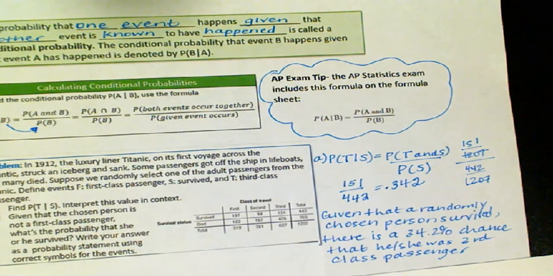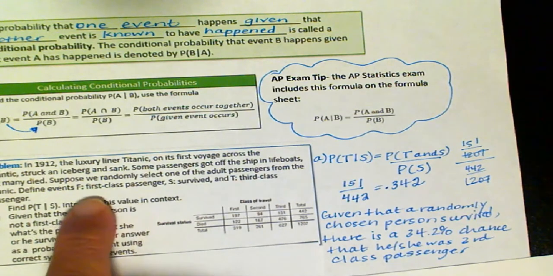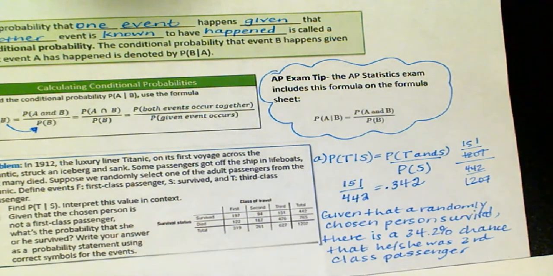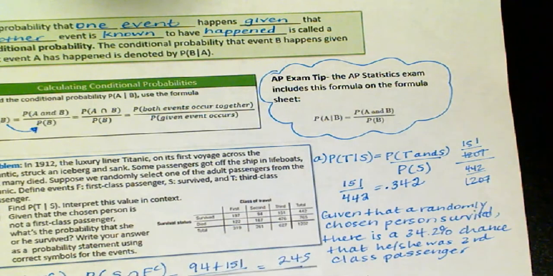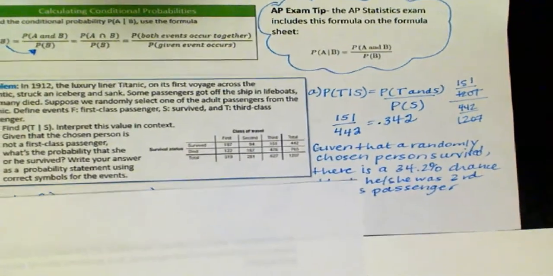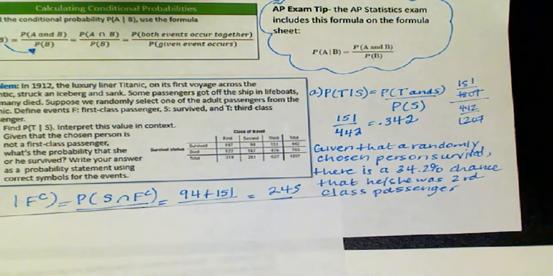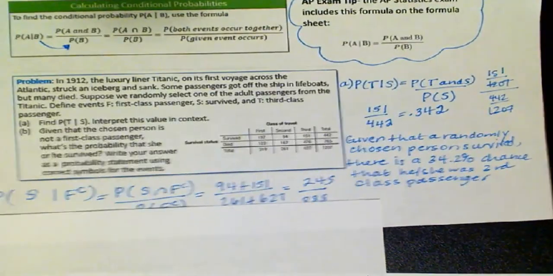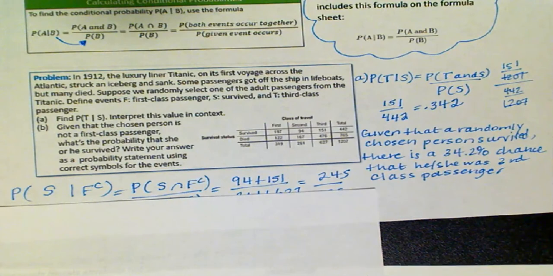So what you would want to say is not a first-class passenger. Sorry, I said third. It's first. So if first class is F, not a first class would be F complement. That's what I wrote here. That's your given part. That goes behind the line. What's the probability that they survived? I had this printed out so we could run through it in this fashion. So the probability of survived given not a first class passenger.